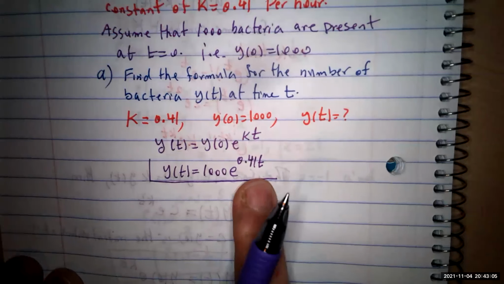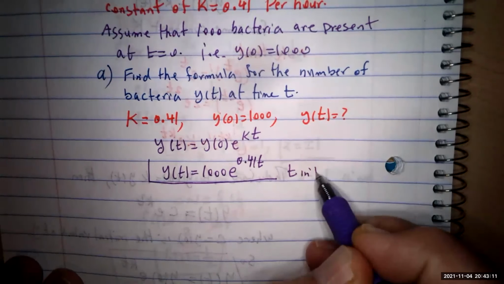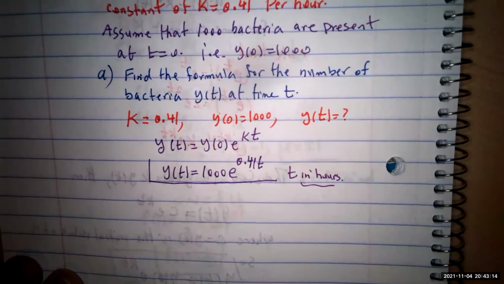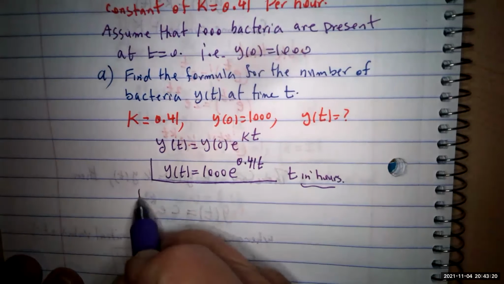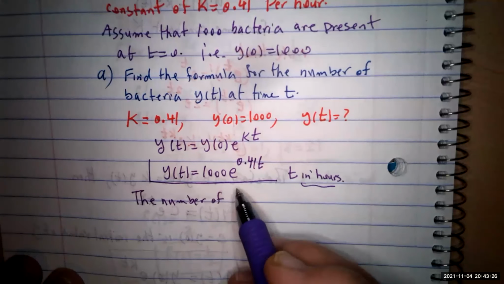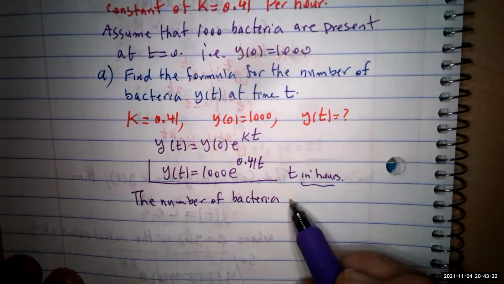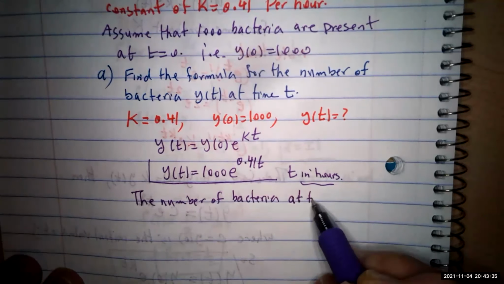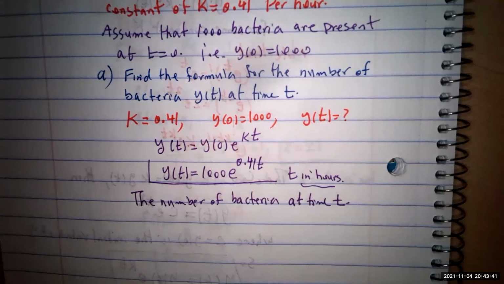Okay, you have to tell us the measurements for t. Remember, it was in hours. So you have to mention that t is going to be in hours. Okay, so y of t is going to be what? Y of t is the number of the bacteria at time t, which is in hours. That's the first step that you have to assign it yourself or just find it yourself. K is positive, so it's going to be the growth.